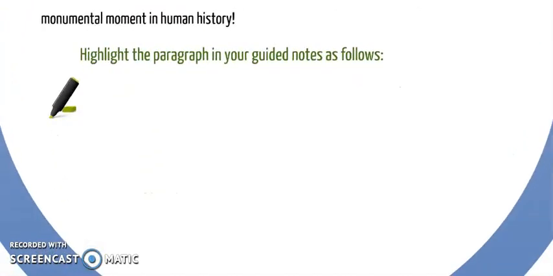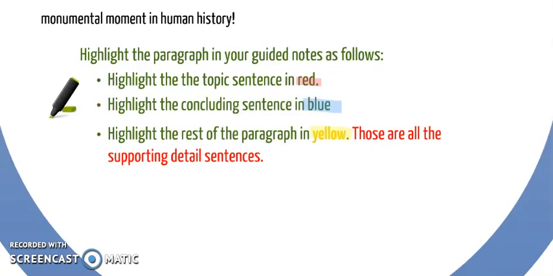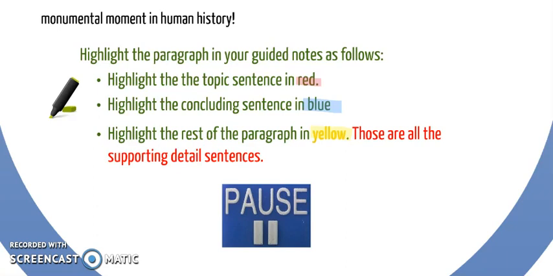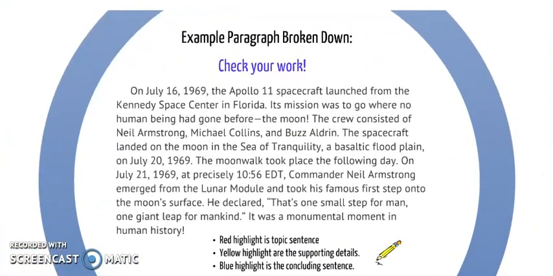Alright, so your job now is to highlight the paragraph that's in your notes, according to the following codes. Highlight the topic sentence in red, highlight the concluding sentence in blue, and highlight the rest of the paragraph in yellow. Those are all the supporting details for it. Pause and do that highlighting in your notes. Alright, let's take a look, see how you did.